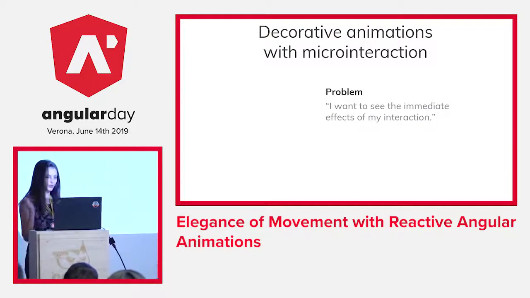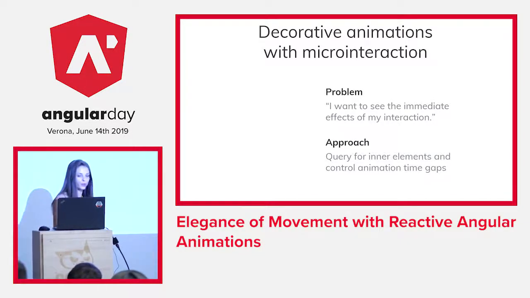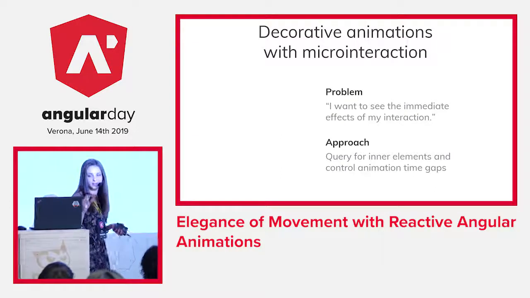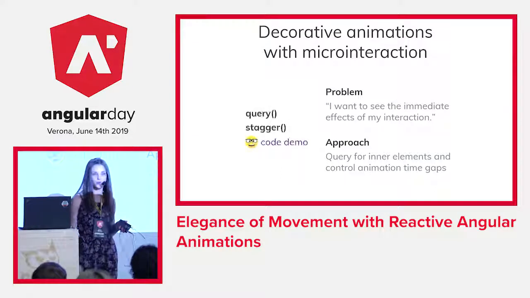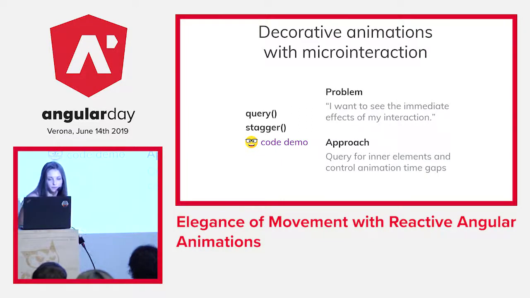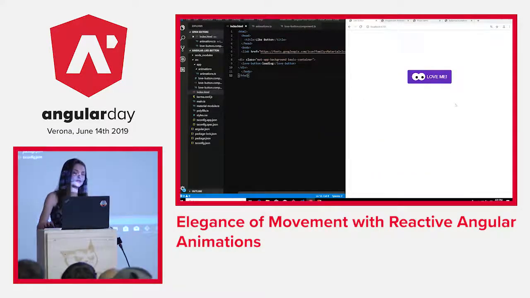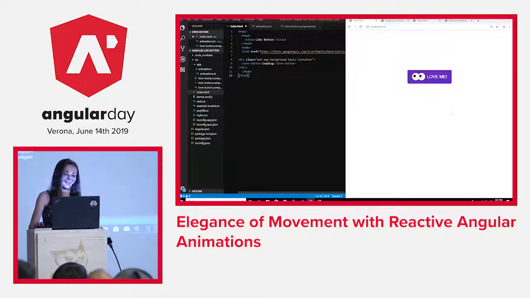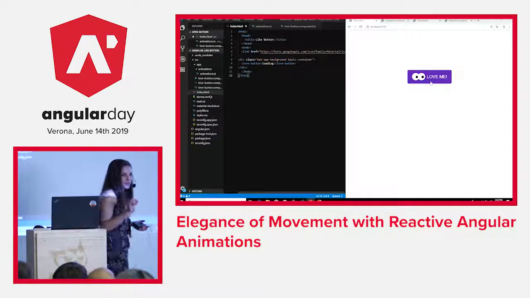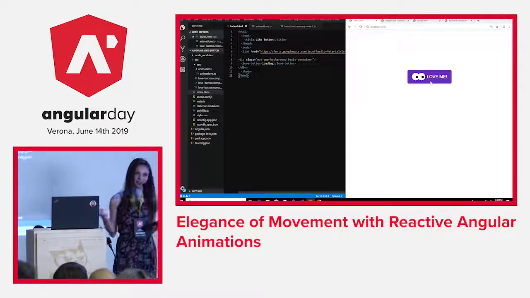So here, I'm going to show you how we can query for inner elements and control animation time gaps by simply using query and stagger functions. And if I move my mouse, its eyes are following me. And when I click it, it gives me love. Or actually, an immediate visual feedback of my click interaction.